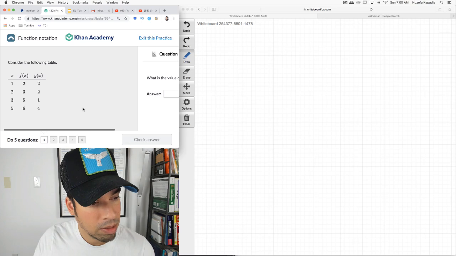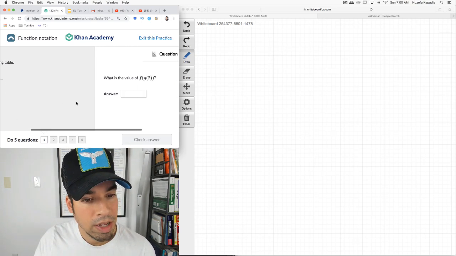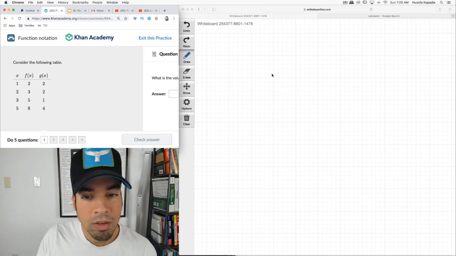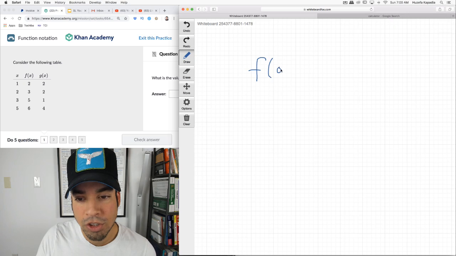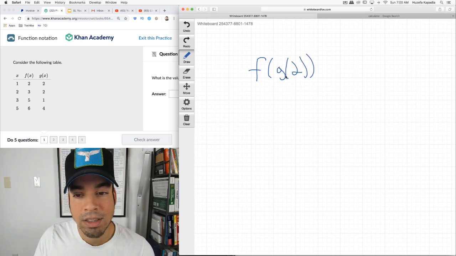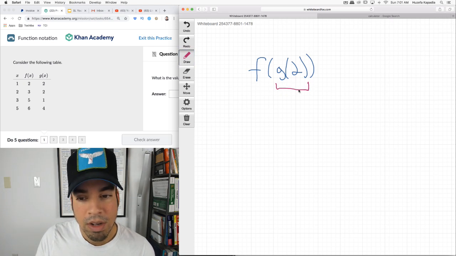Consider the following table. So we've got the variable x, and we've got these two functions. What is the value of f of g of 2? All right, look, check this out. We're trying to find f of g of 2. This is actually a really easy problem if you know what they're asking. So when we have problems like this, we always work from the inside out. We're starting with this quantity before we even deal with the f. So let's bring this down here and say we just want g of 2.